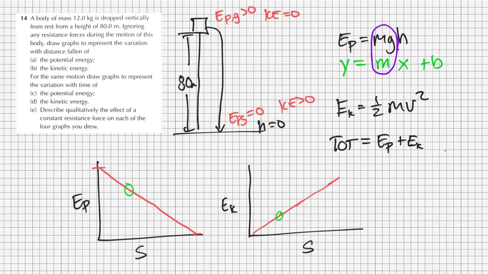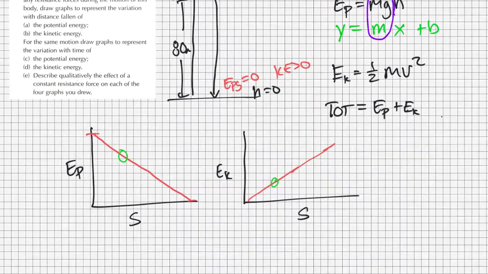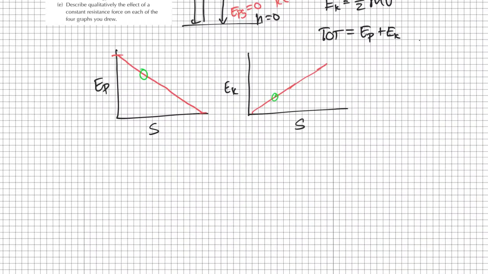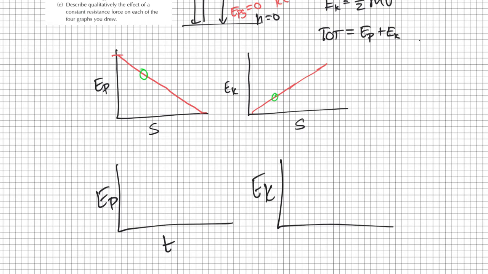All right, now the second part of the question says, do the same thing with respect to time. And now my time graphs are going to look a little bit different. Okay, so for time, potential energy based on time, and kinetic energy based on time. This graph is going to take more of a shape that looks like this, okay?